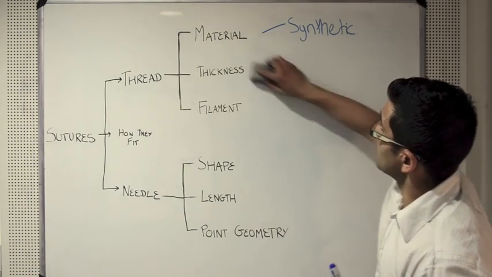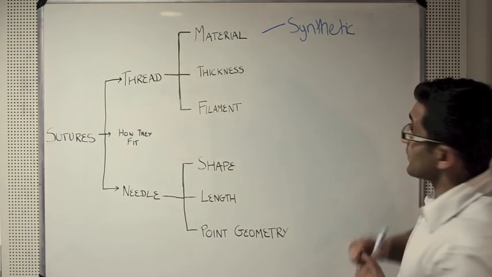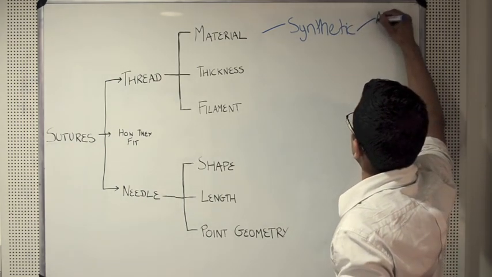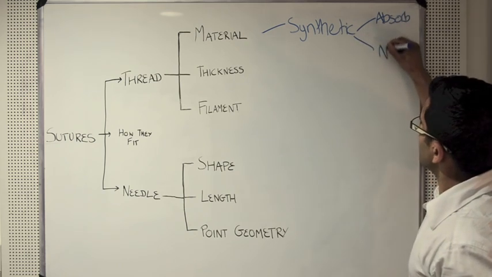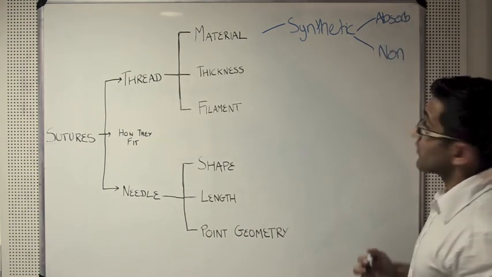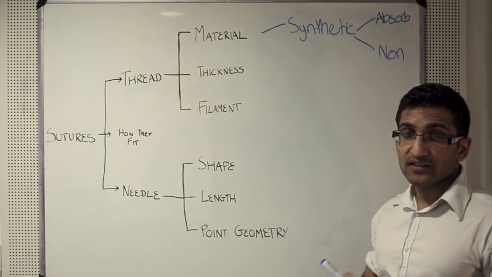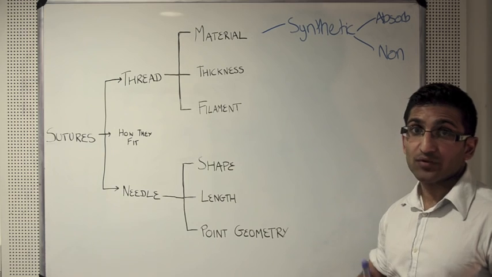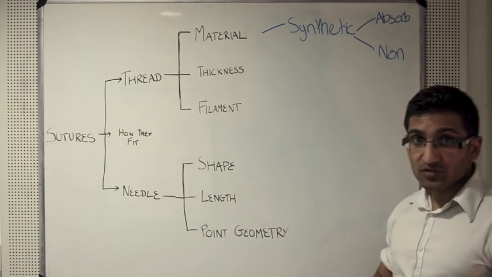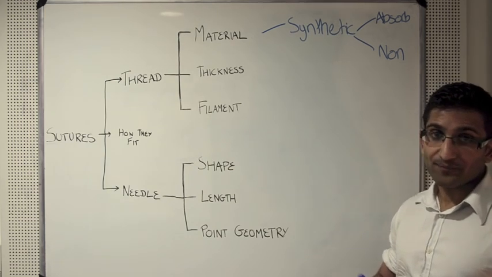Thinking about synthetic materials, you can talk about them in terms of their absorption profile. They can either be absorbable or non-absorbable. And this purely refers to how the suture material behaves in tissue over time. Examples of absorbable materials include PDS and Prolene, and examples of non-absorbable material includes nylon.